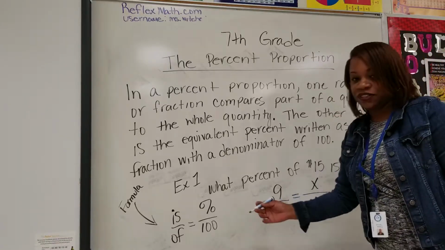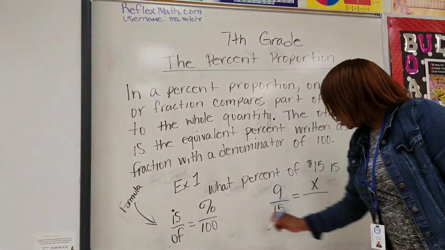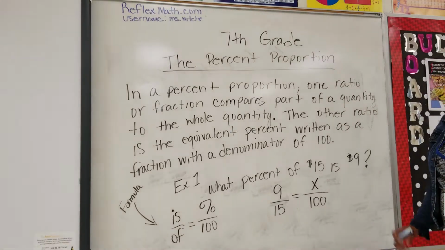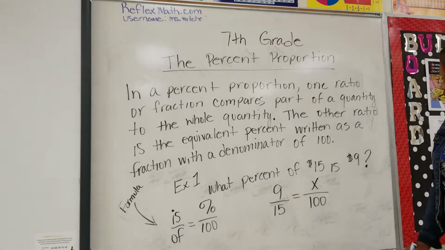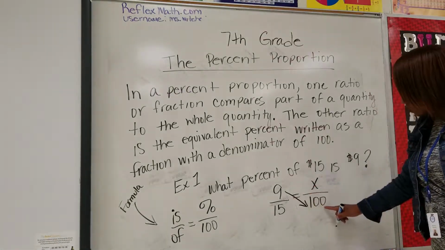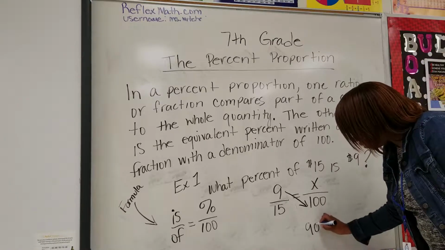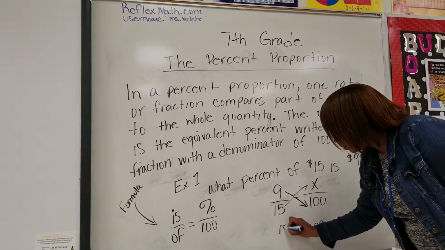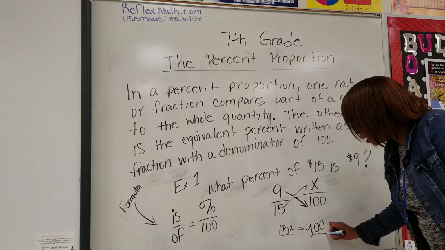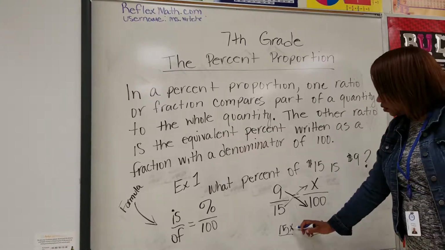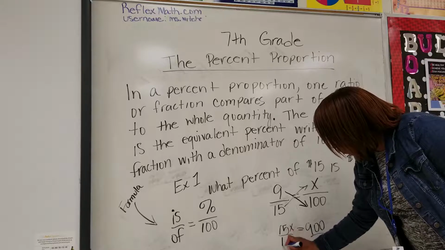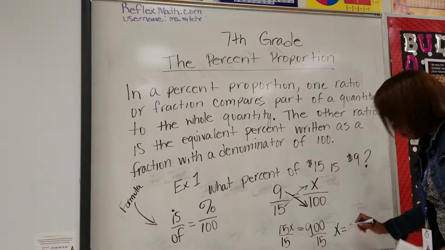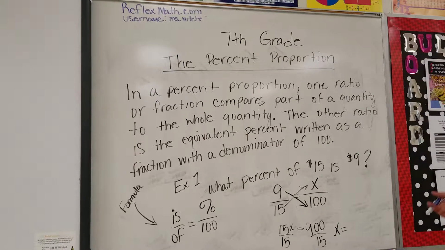And a percent, the max percent is always 100. So therefore we'll write 100. So here we have set up the problem. From here we cross multiply. 9 times 100 gives us 900. 15 times x gives us 15x. And from here we divide by whatever is attached to this variable, and that coefficient is 15. And when we do divide, we get 60.